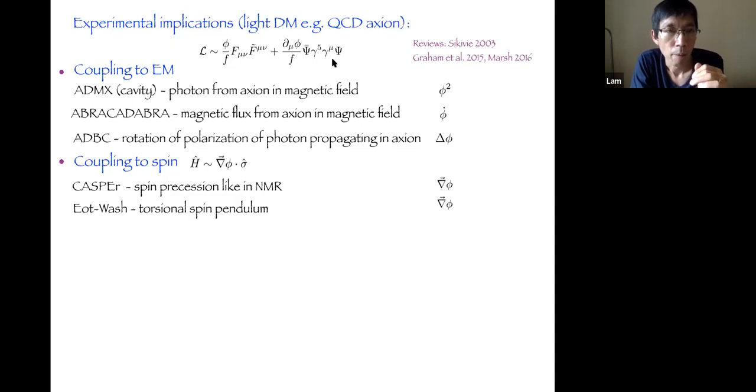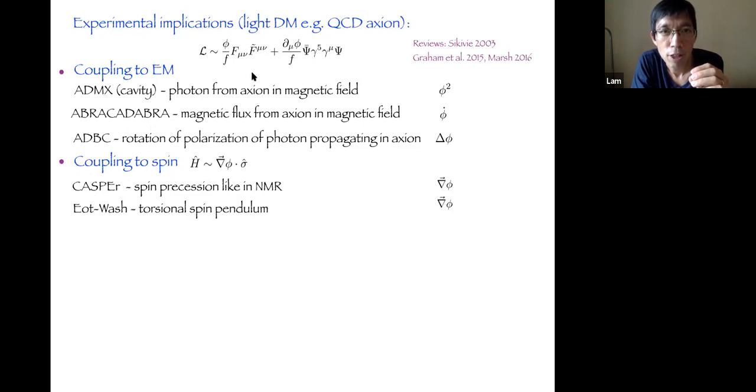And I'm not going to go over all these experiments. Essentially, they are experiments that make use of the coupling to photons. Basically, there's a whole bunch of them. The most well-known one is probably this microwave cavity experiment, ADMX. There are, of course, experiments that rely on coupling to the spin, for example, CASPEr and other experiments.